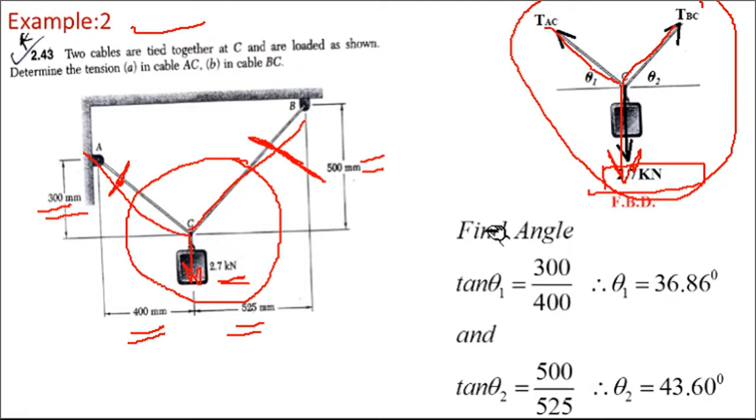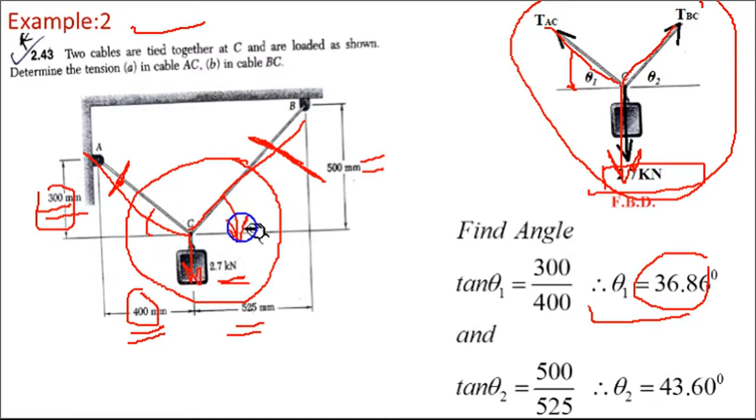And then find out this angle theta 1 and theta 2. Suppose this is theta 1. To find this angle, you take tan theta. Tan theta is equal to front side 300 divided by adjacent side 400. Tan theta is 300 by 400. Inverse of that, you will get angle 36.86. So this one will be 36.86, and you find out this angle also with horizontal.